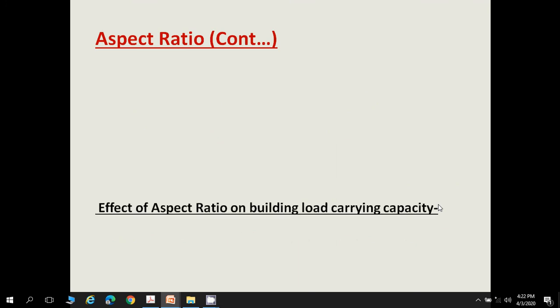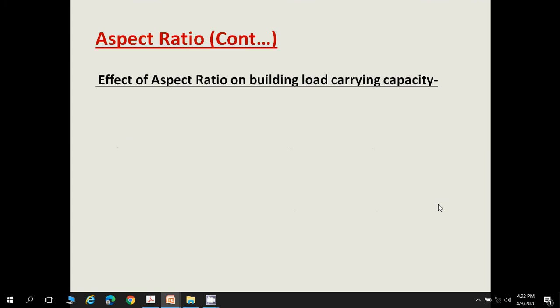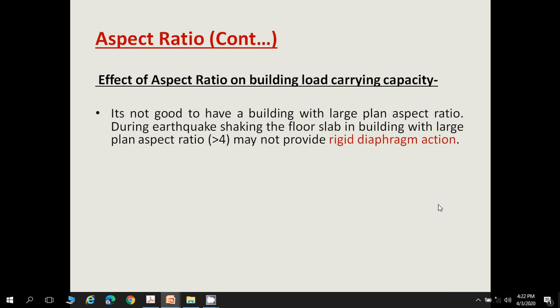Now, why are we going to study this aspect ratio, and how will the aspect ratio affect the building or the building's load carrying capacity? It's not good to have a building with a large plan aspect ratio. During earthquake shaking, the floor slab in a building with a large plan aspect ratio, greater than 4, may not provide rigid diaphragm action.